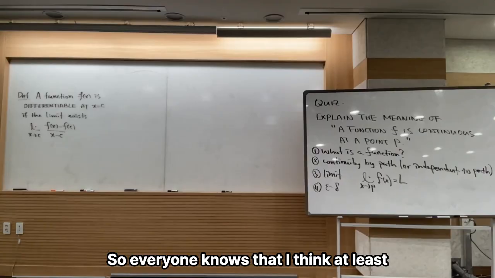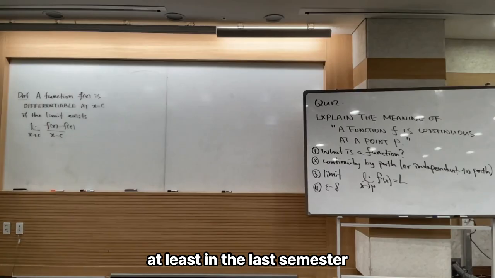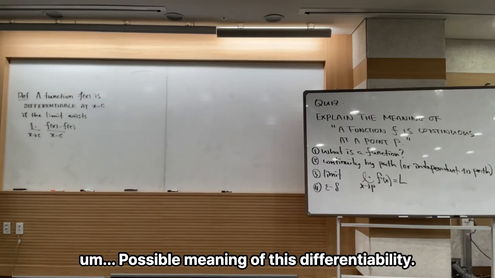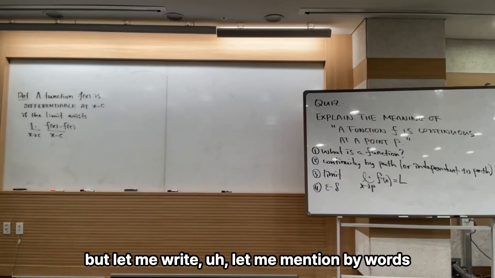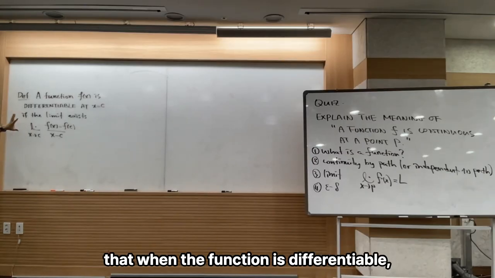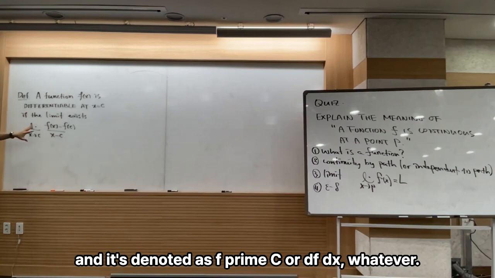So everyone knows that. I think at least you remember what you learned, okay? At least in the last semester or in high school. So I want to test you out with the possible meaning of this differentiability. Maybe I'm not going to write everything, but let me mention by words that when the function is differentiable, this limit is called the differential, and it's denoted as f prime c or df dx, whatever.